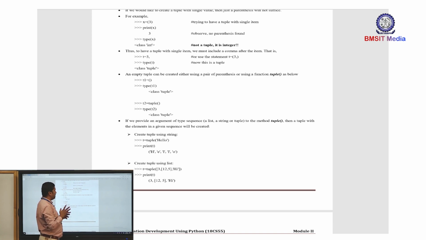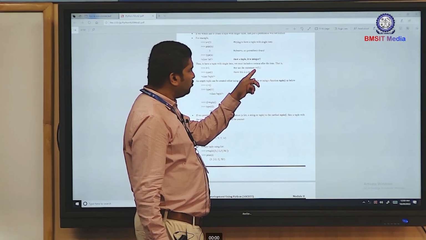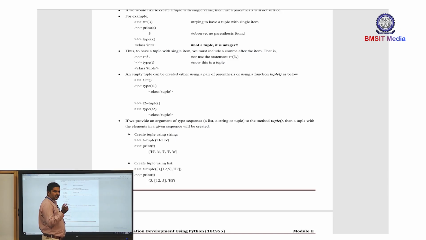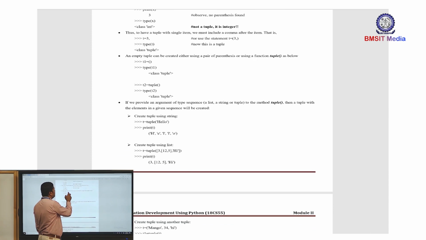So what you should understand is, whenever you give a comma, Python will understand that as a tuple. But if you just give 3, it will be evaluated as an integer. So the type will be the class integer. It belongs to a class called int. This becomes a tuple. For it to become a tuple, what have I added? I have added just a comma for that single element.